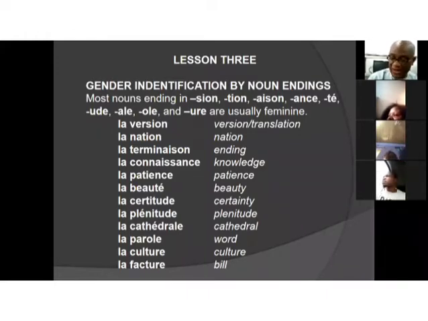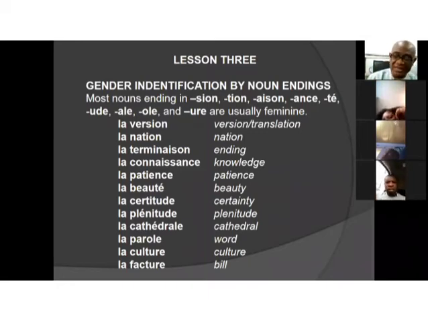They are all feminine. Then you have words that end in T-I-O-N. We use their endings to determine their gender. For instance, you have la nation, the nation, a nation. You have la traduction, translation. You have la notion, a notion. These are words that end in T-I-O-N. They are all feminine, but there's one exception to this rule.